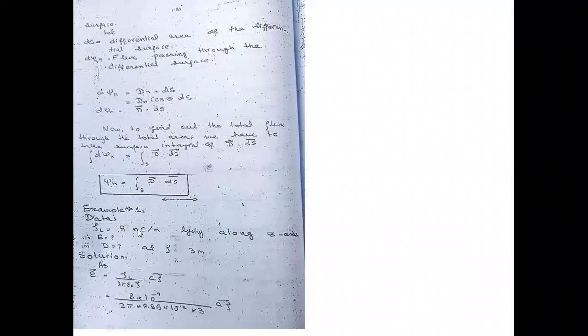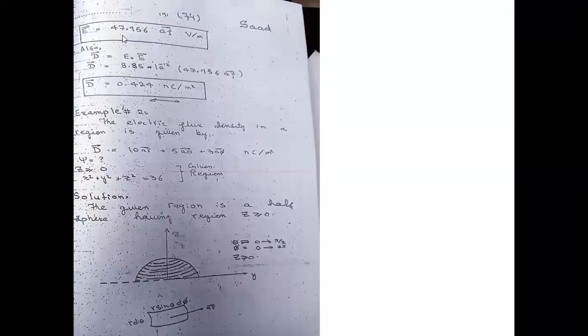All the values are given. Rho l is 8 nanocoulomb per meter, and rho is 3 meter. By putting these values, we get E as 47.95 in the direction of a rho. Now simply by multiplying epsilon naught with E, we get D. Putting these values, D is 0.424 nanocoulomb per meter. So this was a very simple example.